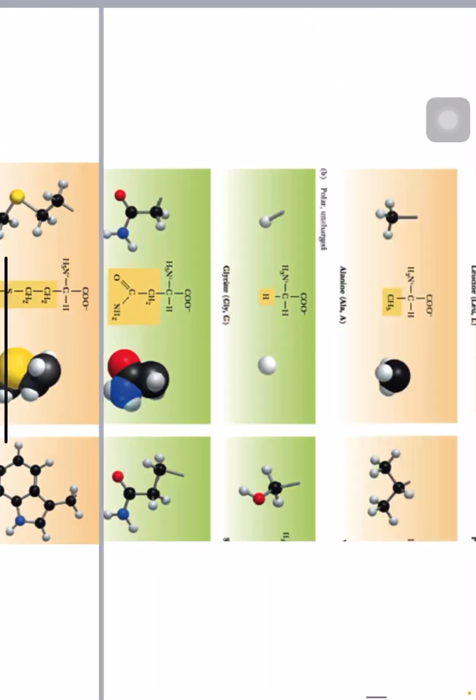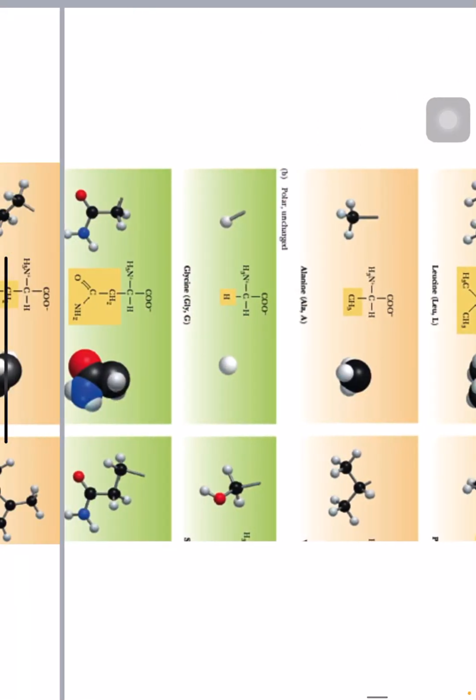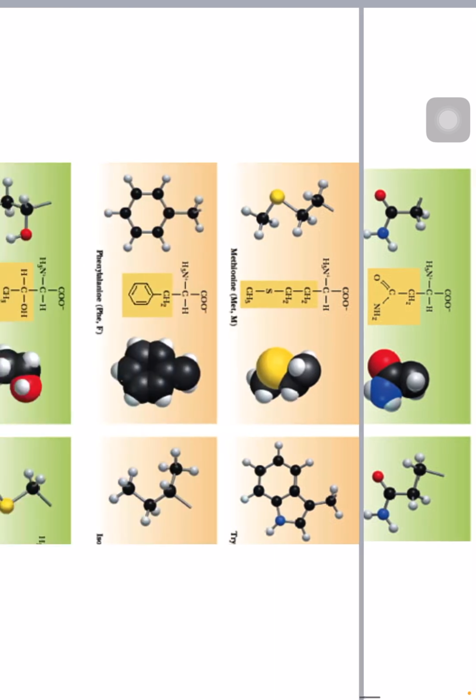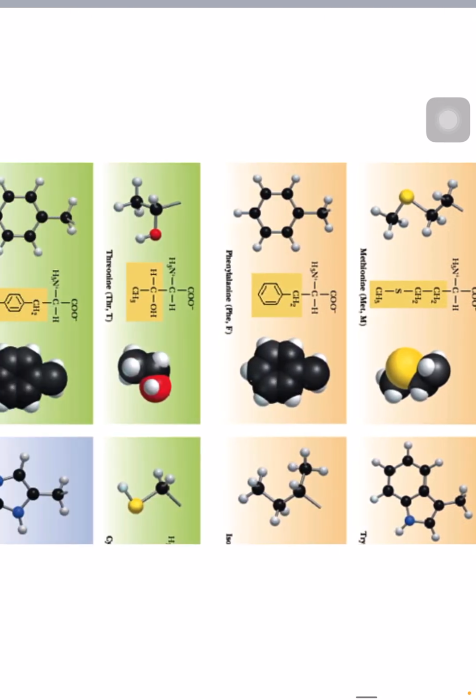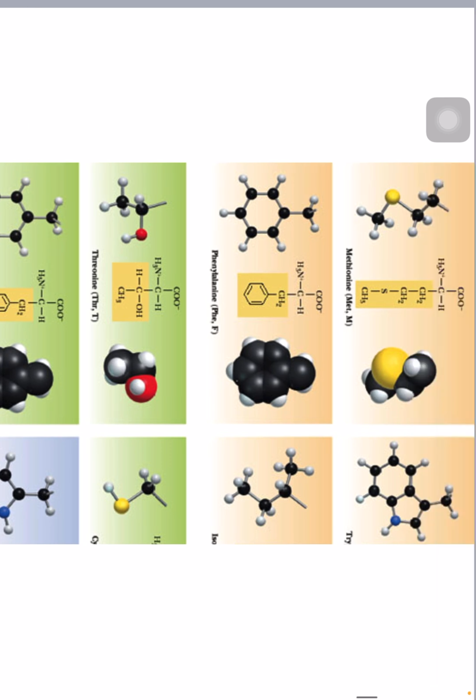So you can see several of them over here, or actually, whenever you open your book. But threonine is a good one right here. You see, we have an OH group directly attached to a carbon. There's a distinct dipole moment between that carbon and that OH. It's polar, so it's classified as a polar amino acid.